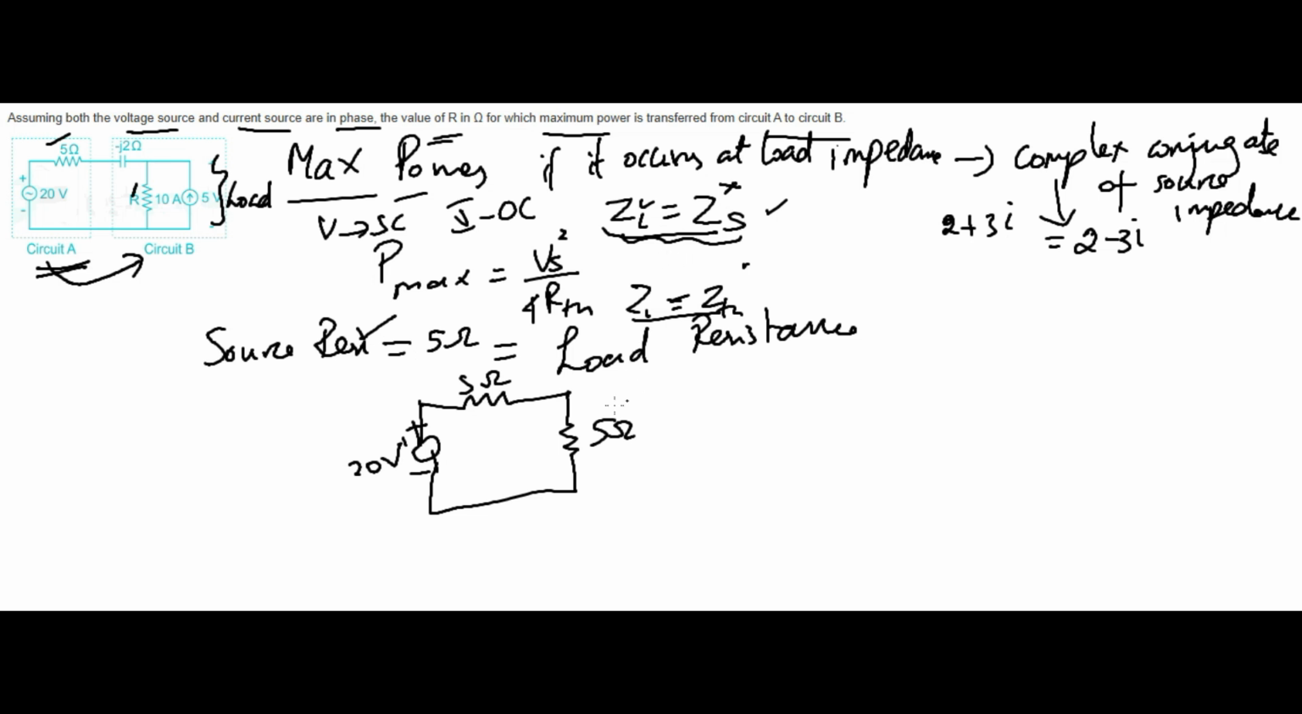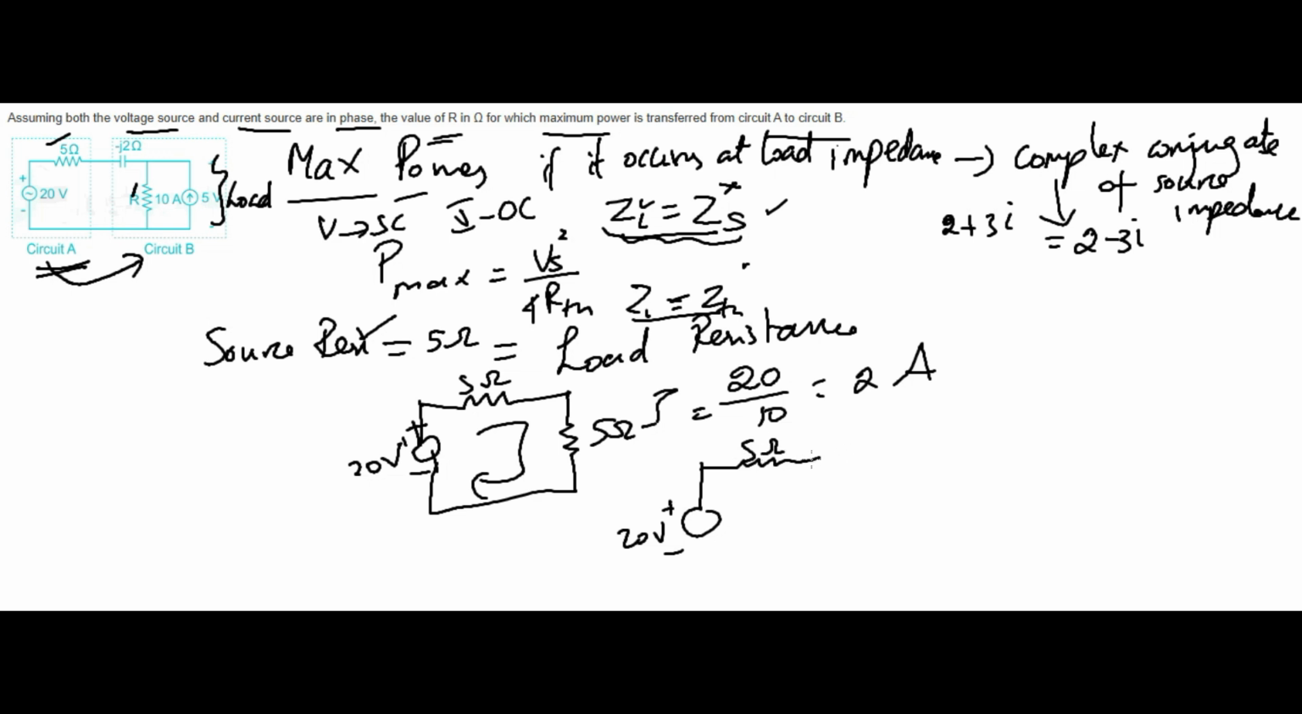Now find I equal to V by R. So 20 divided by 5 plus 5, which is 10, gives I equal to 2 amps. Very simple. With this I redraw the circuit: 20 volt source, 5 ohm, a minus j2 ohm, and R, with 5 volts available and 10 amps available.